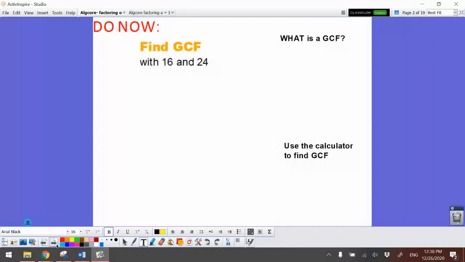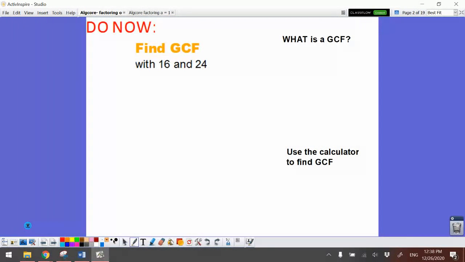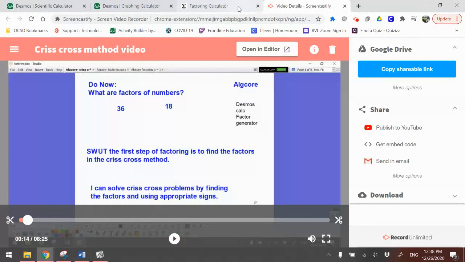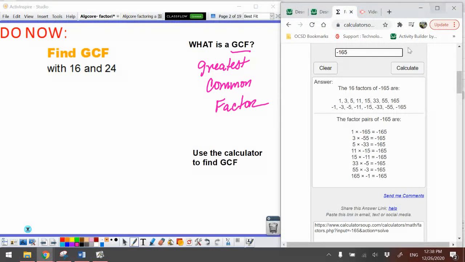So let's start by finding the greatest common factors of 16 and 24. First of all, who remembers what a greatest common factor is? Okay, so GCF stands for greatest common factor. And to be able to find those, we need to know the numbers that multiply to get the numbers we have. So let me go ahead and pull up our factor generating calculator.